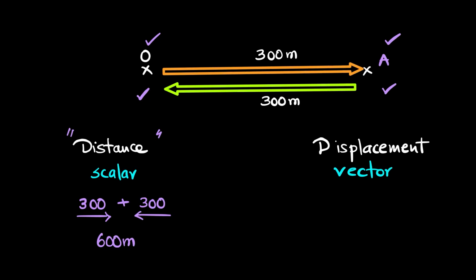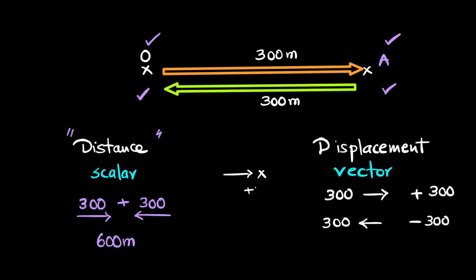But if we talk about displacement, the person has traveled 300 meters in one direction. So let's say the rightward direction is positive. The person has traveled 300 meters in the other direction. So now we will give it a negative sign. So if along the x-axis is considered positive, along the negative x-axis, it will be considered negative. So if I add these two, I get the displacement as 0.